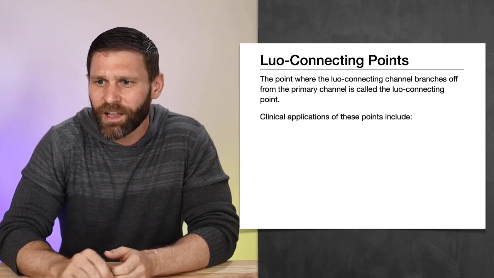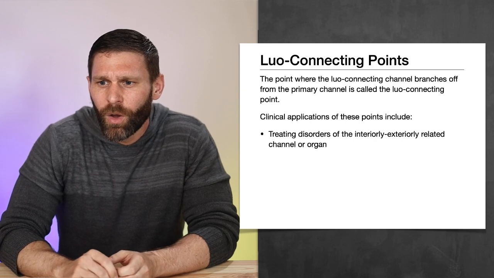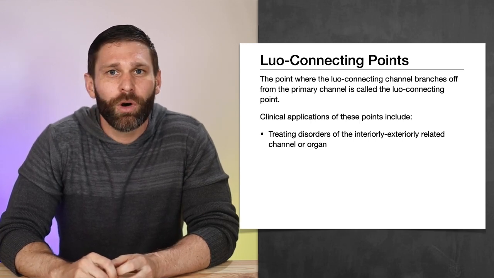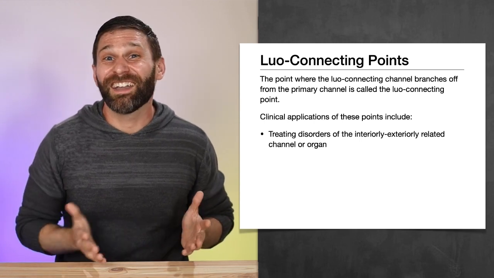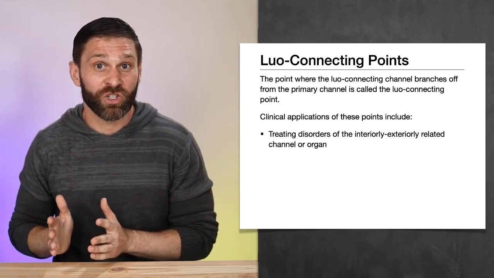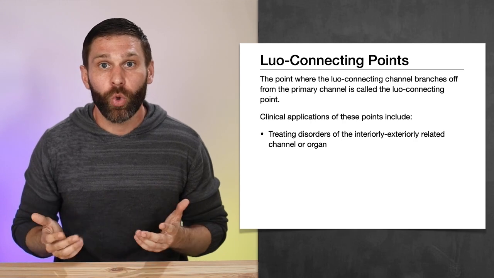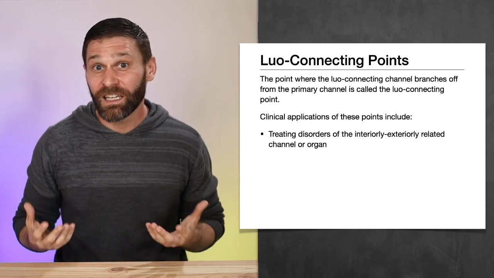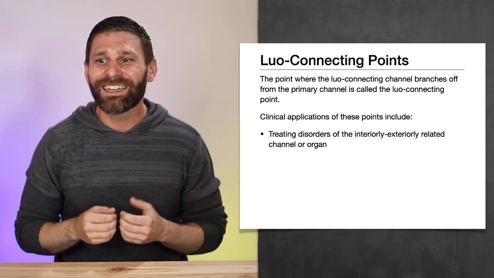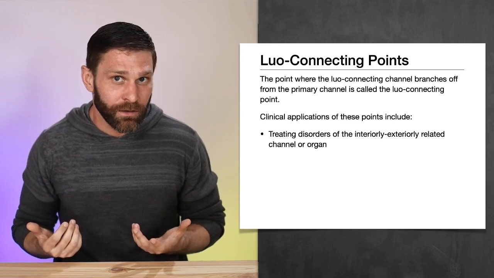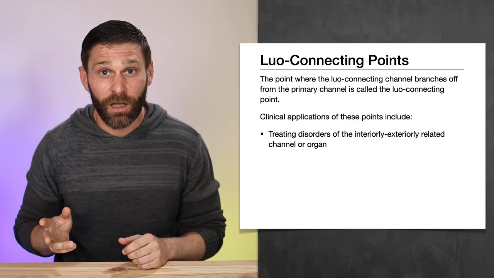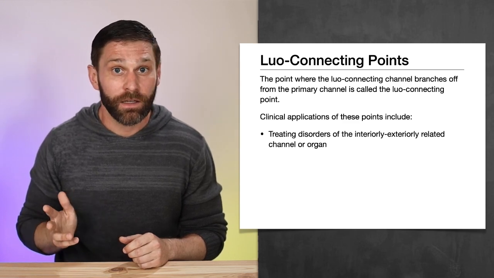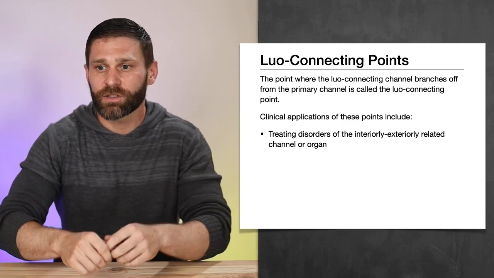So what do these Luo-Connecting points do? Well, when we call them Luo-Connecting points, we're implying they're connecting. What are they connecting? They're connecting yin and yang paired channels. That's again something we said about the Luo-Connecting channels. They connect yin and yang paired channels, or interiorly-exteriorly related channels. So lung and large intestine, spleen and stomach, heart and SI, kidney and UB, they're connecting these channels.